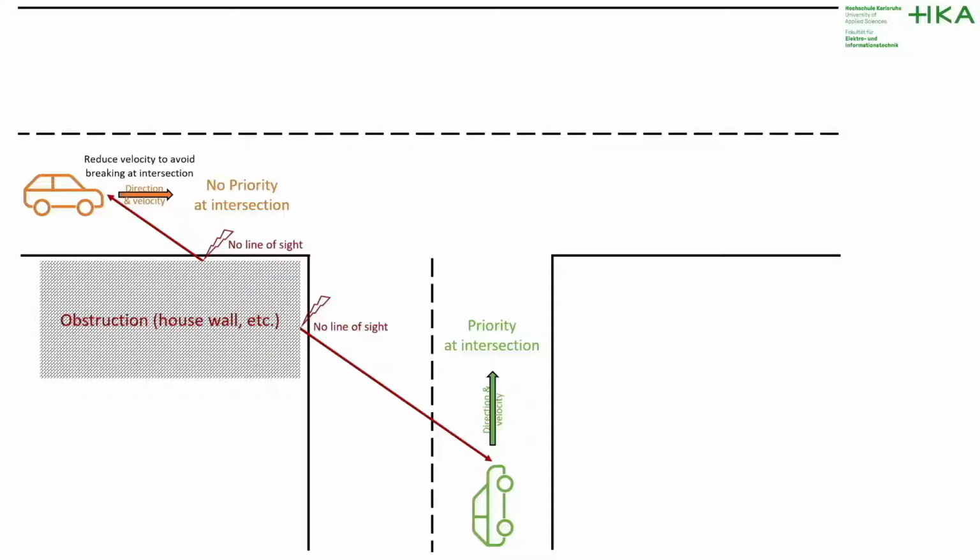Or, it is more efficient to slightly reduce the speed and give way to the green vehicle before passing the intersection. This avoids unnecessary and strong braking, which will lead to a smoother driving experience for the passengers while maintaining the efficiency, because the vehicle with no priority can reduce the speed at an early stage. This concept is applicable to other scenarios with no line of sight.